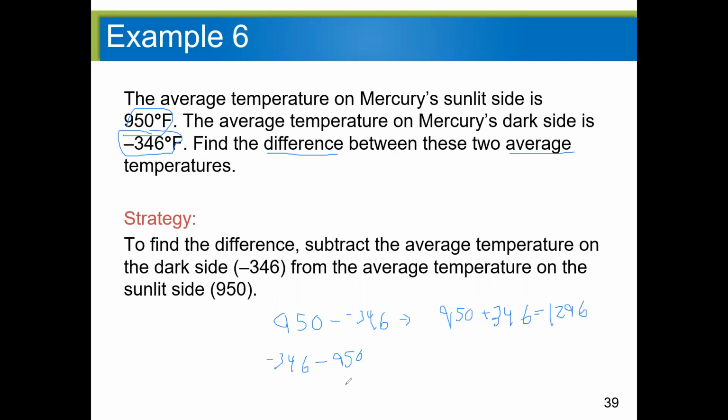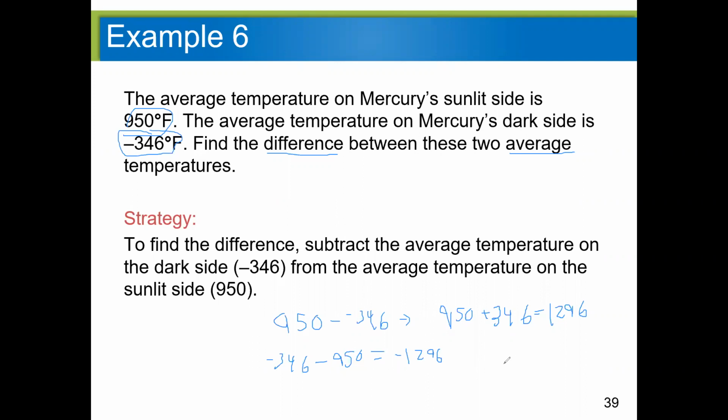So what happens if I do the other one? Negative 346 minus 950. Negative 346 is the opposite side of 0, so I'm way over on the left of the threshold, and I'm subtracting 950 from that. Funny enough, we get the exact same number. Negative 346 minus 950 is simply negative 1,296. So both of those gave us the same number, but one's negative and one's positive.